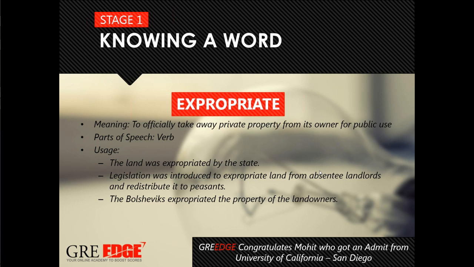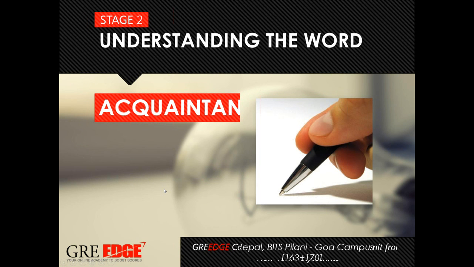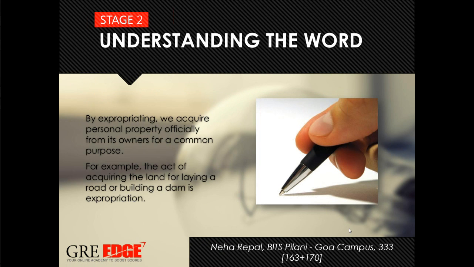So what is the next stage? Stage 2. What is the next stage? Acquaintance. All right. We've got a set of bright students here who remember everything that I say. That's great. Understanding is to research a little more on that particular word. We'll see how it is exactly used in a sentence.